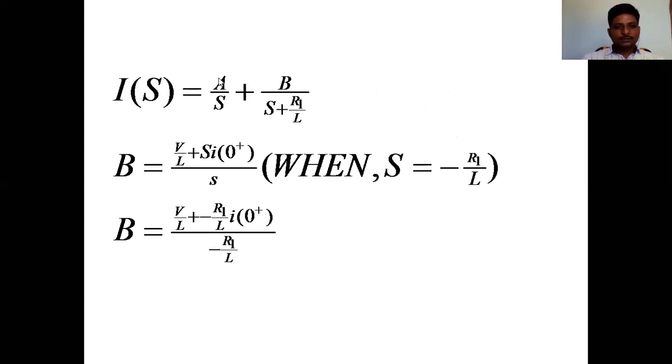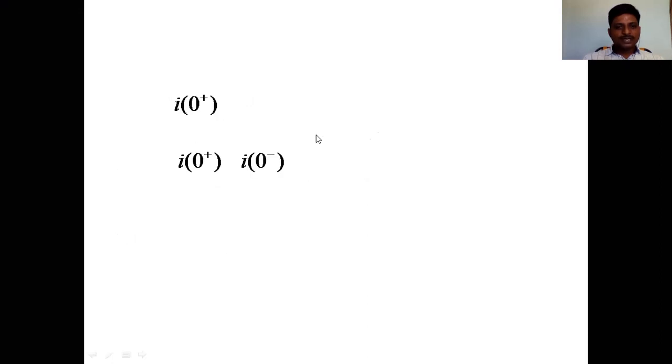Once you get the value of A, you have to find the value of B. So B is equal to (V by L plus s into I of 0 plus) by s when s is equal to minus R1 by L. When you replace s equal to minus R1 by L, you get V by L plus minus R1 by L into I of 0 plus by minus R1 by L. Here you cannot find the value of B directly. So first you have to find the value of I of 0 plus. As I told you already, I of 0 plus will be equal to I of 0 minus.